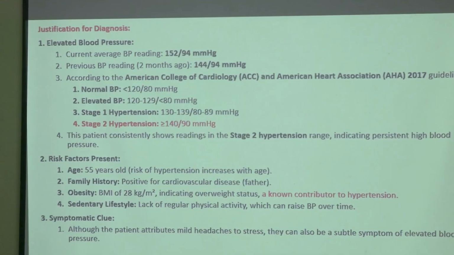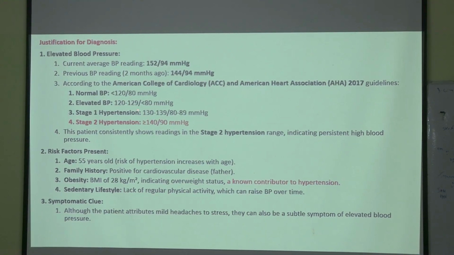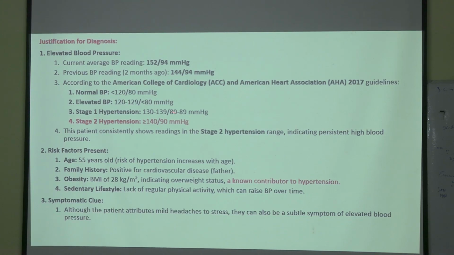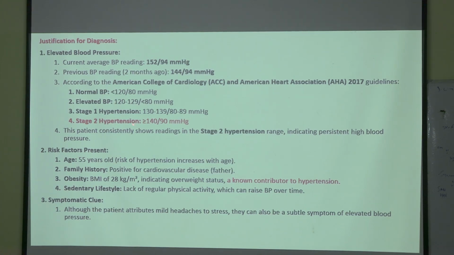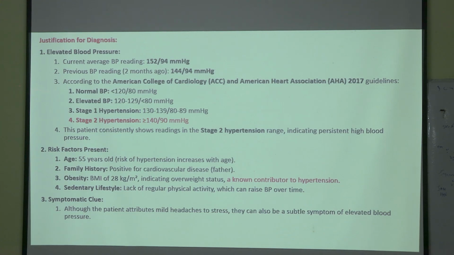This is the normal category. If it is elevated, there is a little change in systolic, that is 122 to 129, and diastolic is less than 80 millimeter mercury. In case of stage 1 hypertension, according to the American Heart Association, it is around 132 to 139 systolic and 82 to 89 millimeter mercury diastolic. And in case of stage 2 hypertension, it is 140 or greater for systolic and 90 millimeter mercury for diastolic.